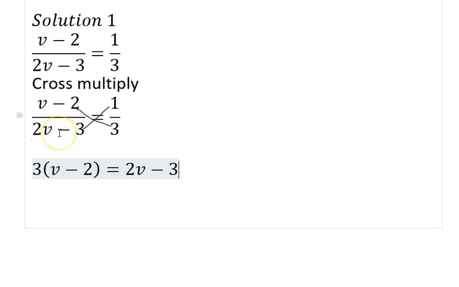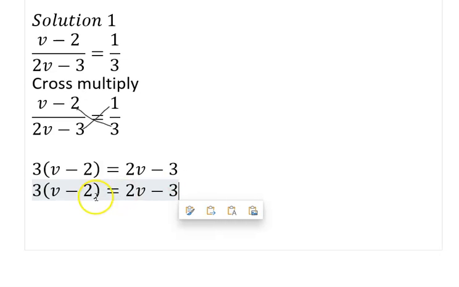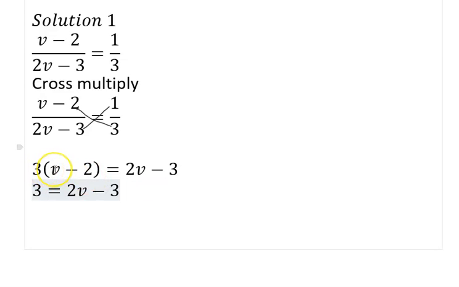So what you need to do now is to open up this bracket that you have here. Let's open it up very quickly. So we'll say 3 times v will give us 3v, minus 3 times 2 will give us 6. Or you say 3 times minus 2 still gives us minus 6. You are still correct. So we have opened up this bracket.